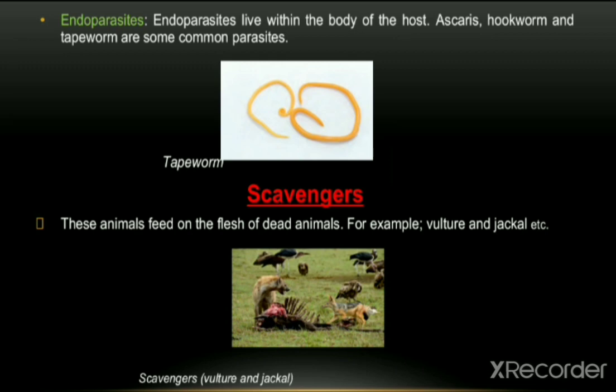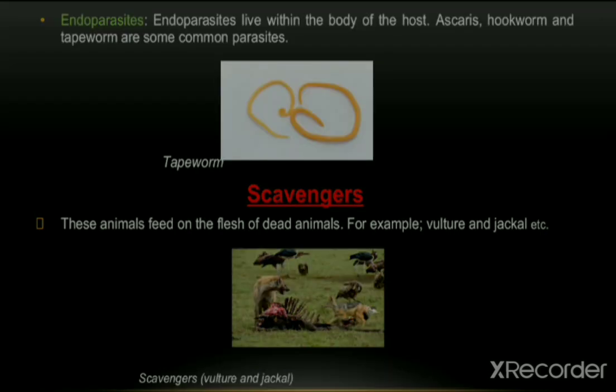Endoparasites. Endoparasites are the parasites that live inside the body of a host. Examples: ascaris, hookworm, and tapeworm are some examples. The picture is given here: tapeworm, which lives inside the body of a human.